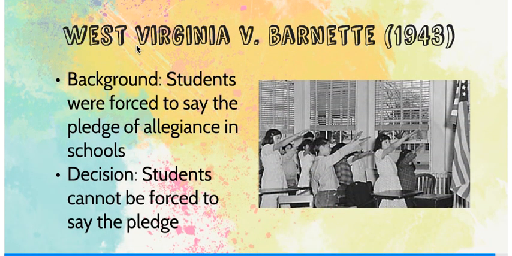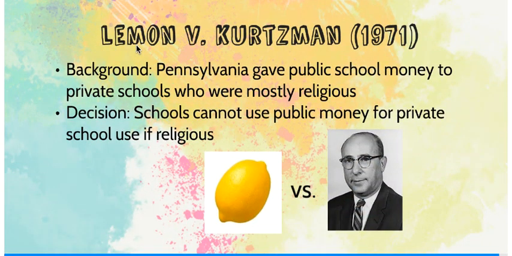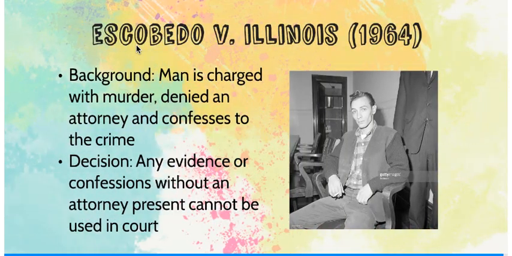West Virginia versus Barnette is Pledge of Allegiance. Lemon versus Kurtzman, I will not put on the check for understanding, so we're not going to stress about that one. And then Escobedo versus Illinois is you must have an attorney present. Okay, so Escobedo is another one with an attorney, but I'll tell you, I will not put that one on the check for understanding either. Okay, so there are the ways to remember our Supreme Court cases.